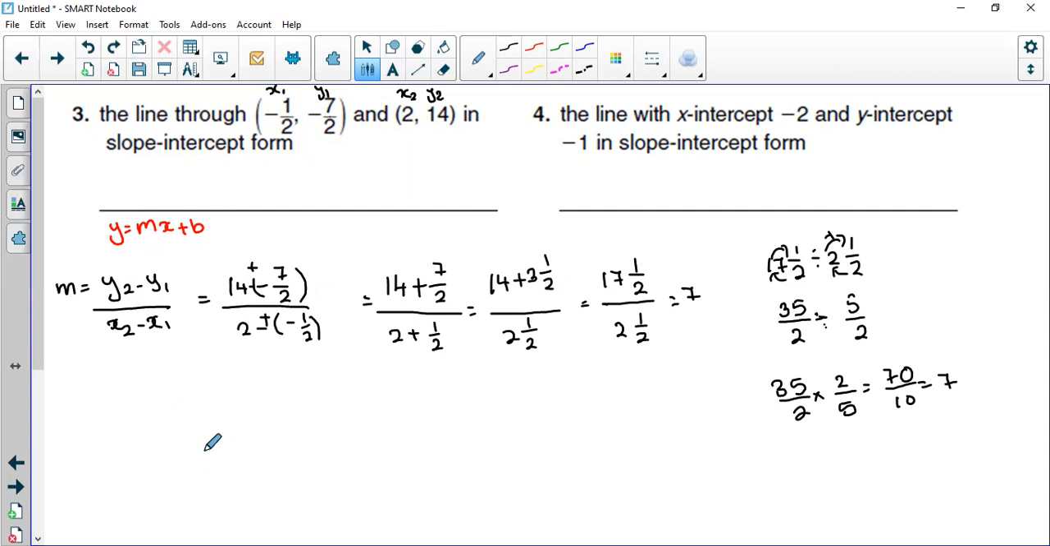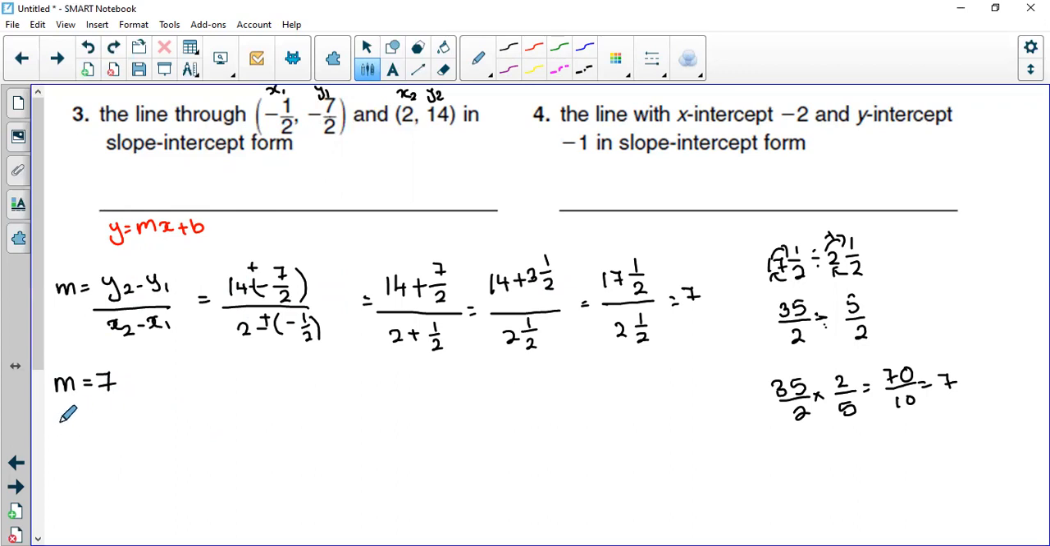I know it's quite a lot of working. That's because they have given us in mixed numbers. It's good to get some challenging things. So m is going to be equal to 7. All right, now the next step is using the slope, we are going to find out the y-intercept.